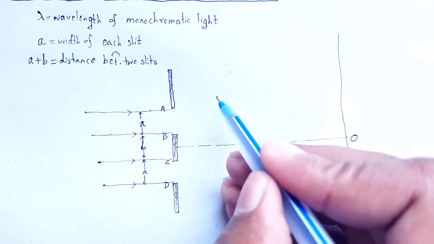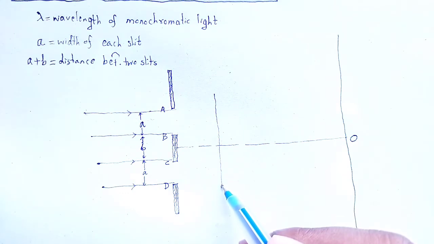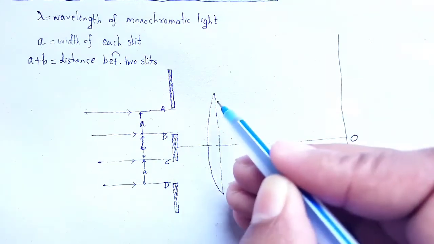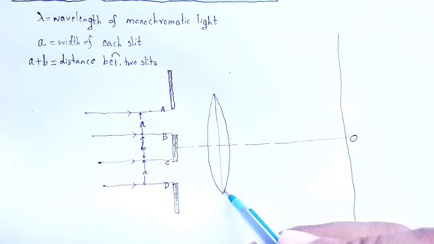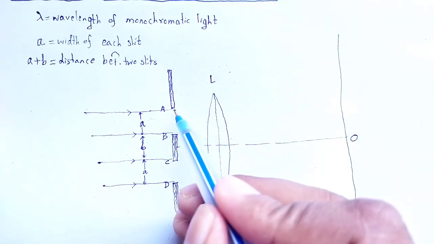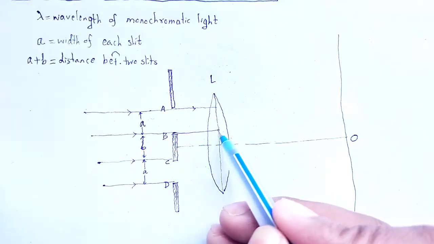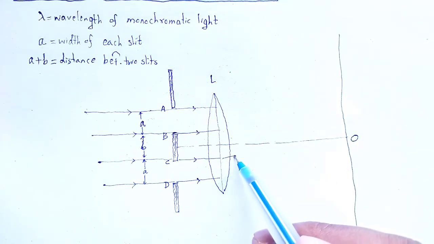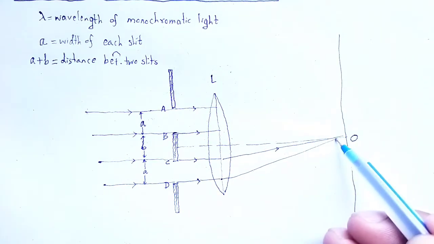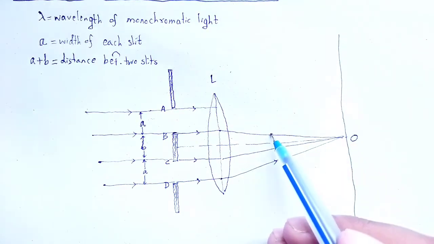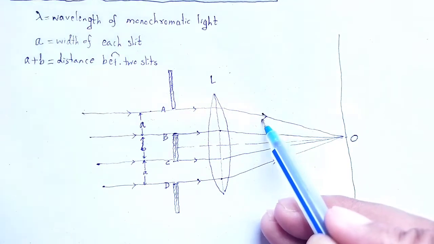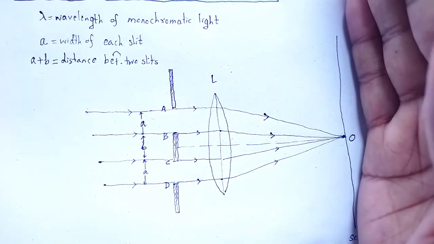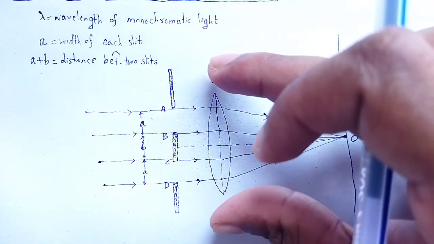Here we place a convex lens as we treat Fraunhofer type of diffraction. So the convex lens is placed very close to the slit. The rays coming parallel to the slit are focused at O, which means the screen is placed on the focal plane of the convex lens L.